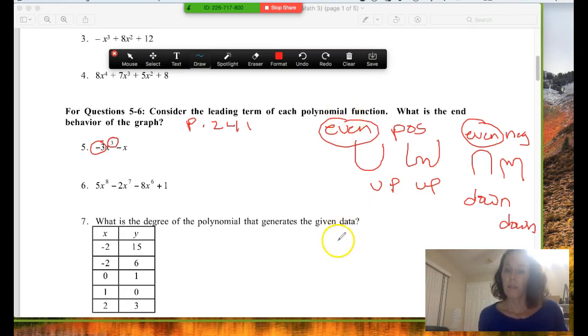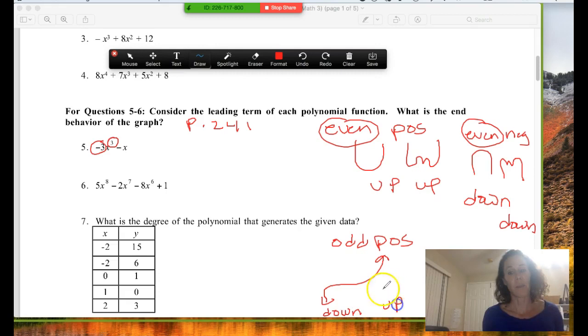Now, if you're odd, if you have an odd power and you're positive, you start low, but you end high. So you're odd, but you're positive. So you start down, but you end up. You may have some bumps along the way, but you're going to end up, okay?